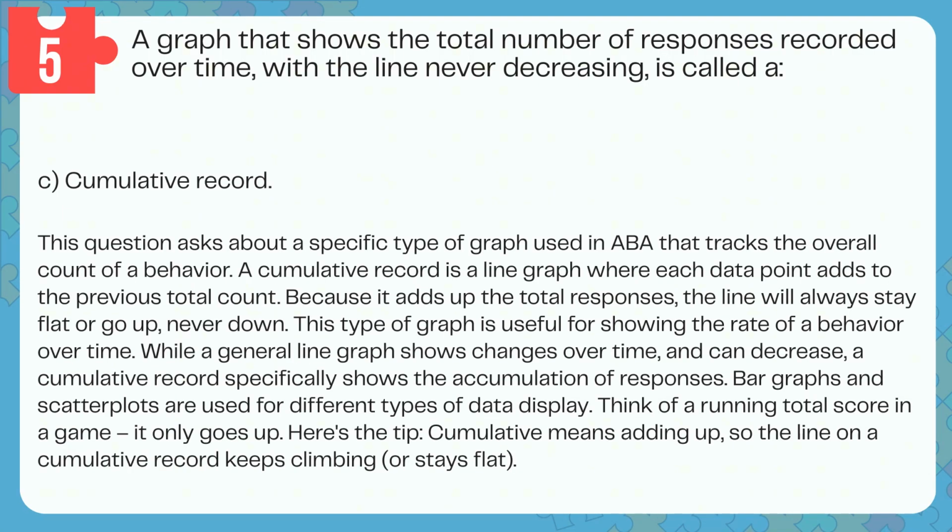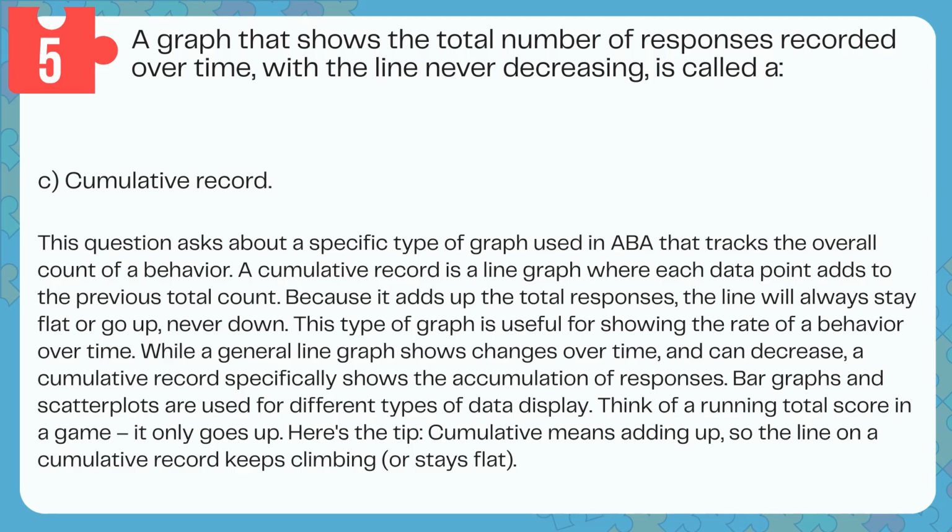Answer: C, cumulative record. This question asks about a specific type of graph used in ABA that tracks the overall count of a behavior. A cumulative record is a line graph where each data point adds to the previous total count. Because it adds up the total responses, the line will always stay flat or go up, never down. This type of graph is useful for showing the rate of a behavior over time.